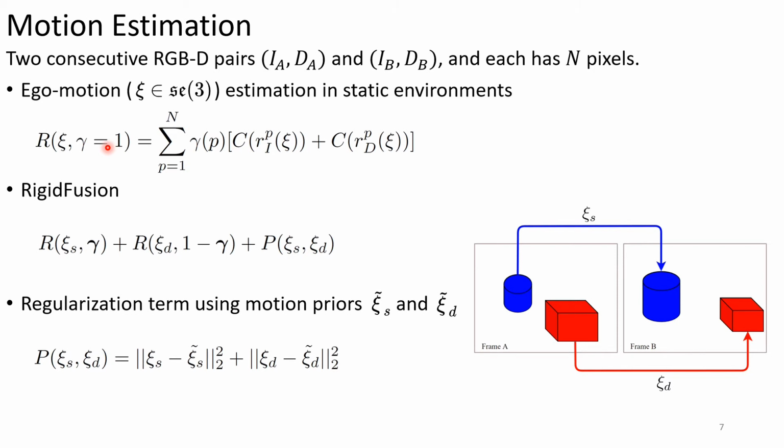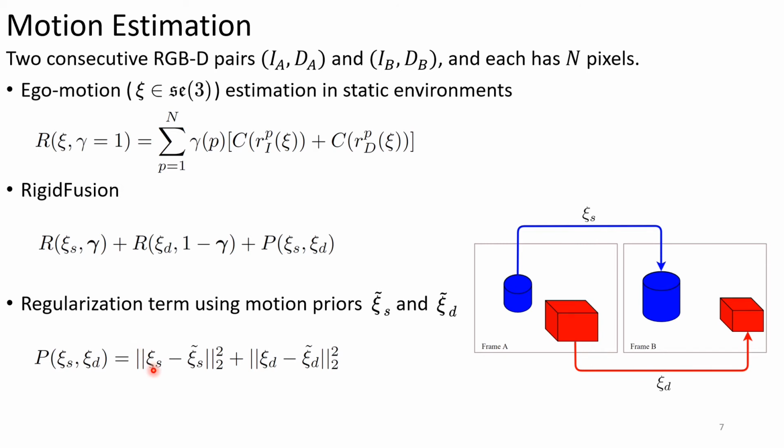Compared to SLAM in static environments, our method RigidFusion will consider an extra dynamic segment. Here we use one minus gamma to represent the whole dynamic component. In addition to optimizing two transformations, we also need to find the optimal segmentation gamma. Besides these two residual terms, we further add a regularization term to penalize the difference between estimated motions and motion priors.